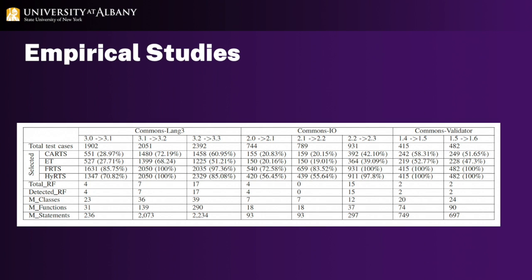Here is the result of selection on code changes. For the code change, we compare the program between versions. We compare our method with the execution trace approach, FRTS, and HYRTS approaches. The result shows our method is similar to the execution trace method, but slightly better than FRTS and HYRTS. Because FRTS and HYRTS are file-based, the execution trace is statement-based, and our method is function-based.